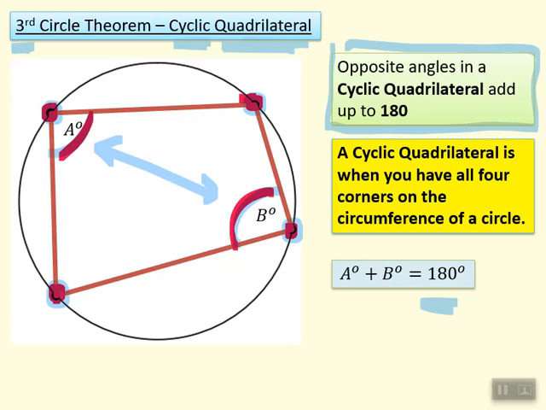By the way, when I say opposite angles, it includes these two here. So these two orange ones would add up to 180. So, for example, if this was 100, then the opposite one would have to be 80, and that's as simple as that, really. So opposite angles in a cyclic quadrilateral add up to 180. Now I'm going to demonstrate that.